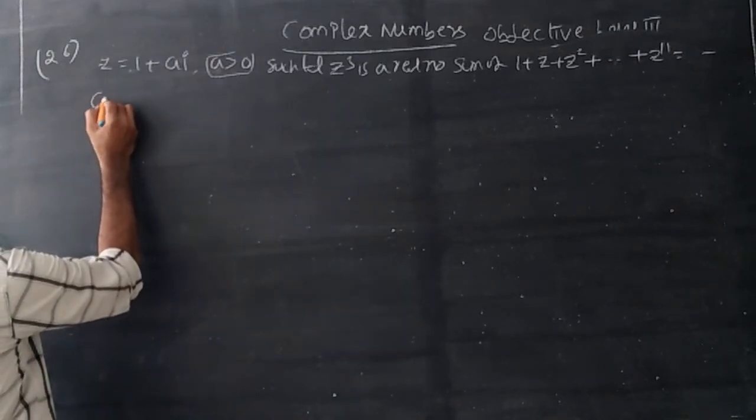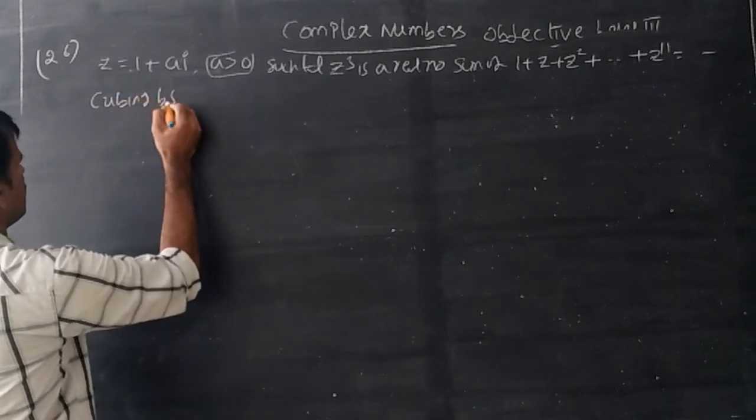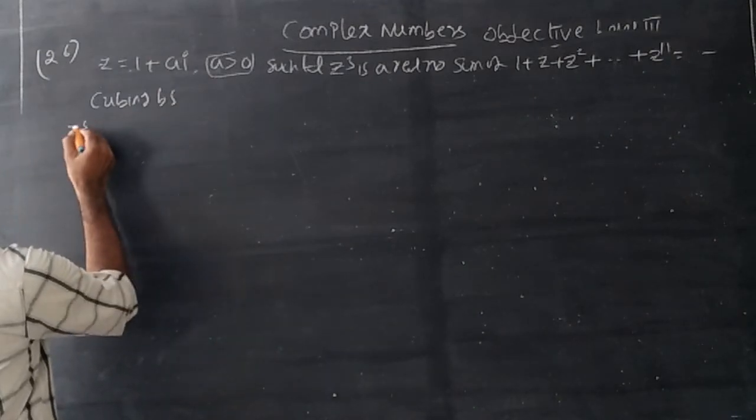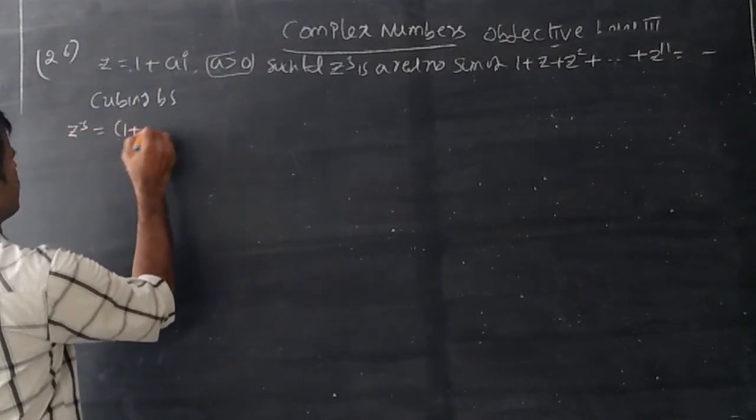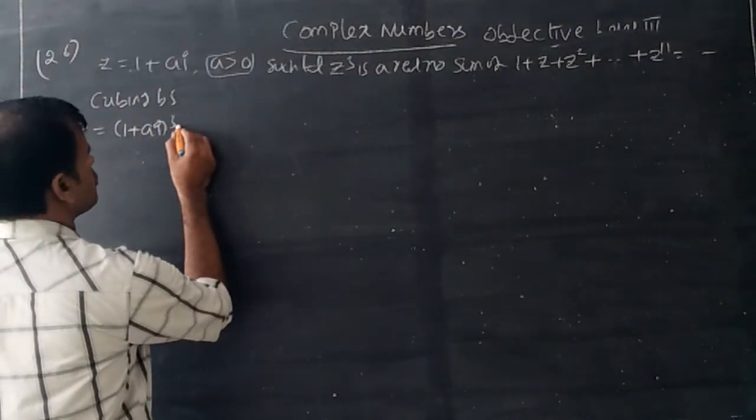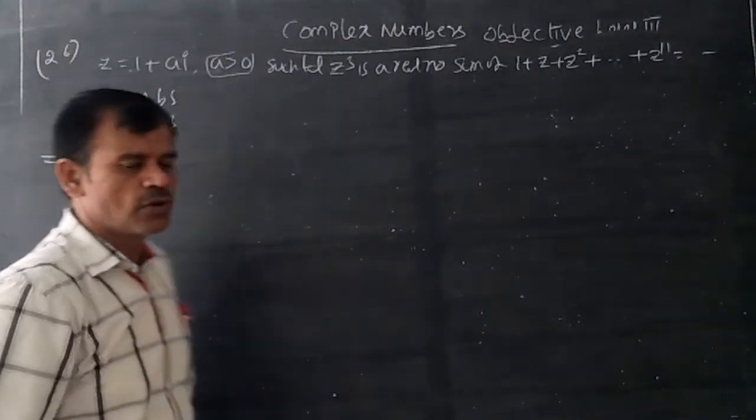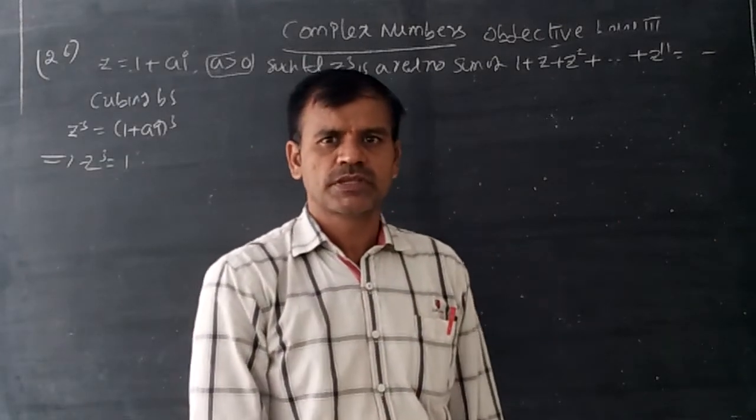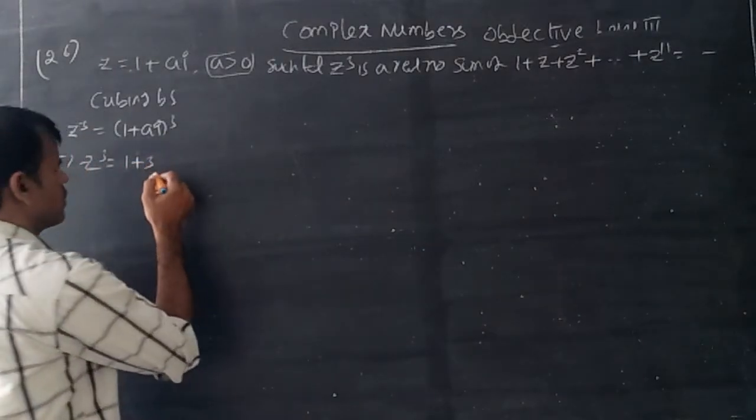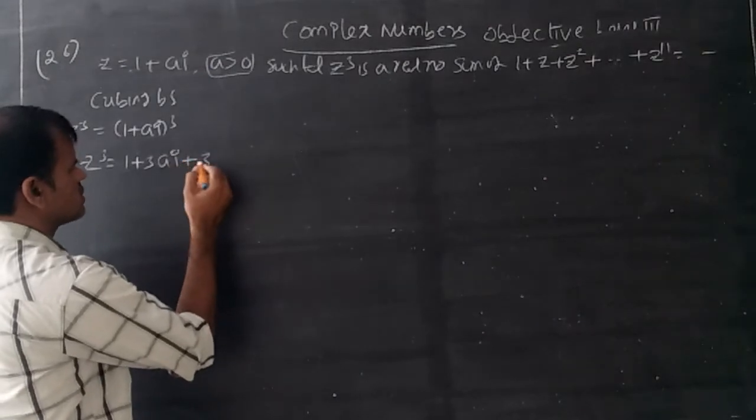Now take z is equal to 1 plus ai and cube both sides. Z cube is equal to 1 plus ai whole cube. According to the a plus b whole cube formula, that is a cube plus 3a square b plus 3ab square plus b cube. Apply here: a cube means 1 cube, plus 3a square b, 3 into 1 square into b means 3ai, plus 3ab square.